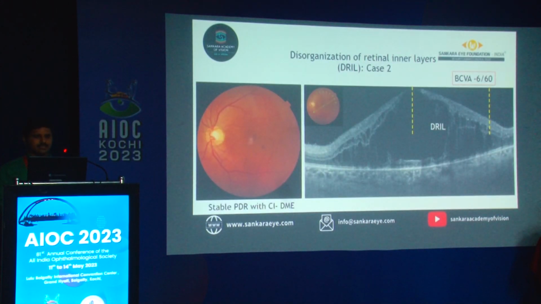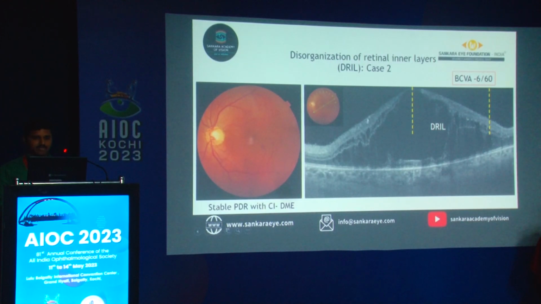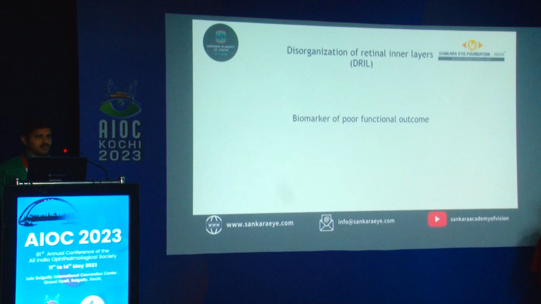Moving on to another case, this was a stable PDR following PRP with center-involving DME. Here we can make out the layers distinctly in one part, but in the supratemporal half we don't see the layers as distinct. Post treatment, there was a good resolution of macular edema, but the vision didn't improve much. So again, DRIL is an indicator of poor functional outcome. In this case, there is an additional component of outer retinal loss also, which can be contributing. So again, it's a biomarker of poor functional outcome.